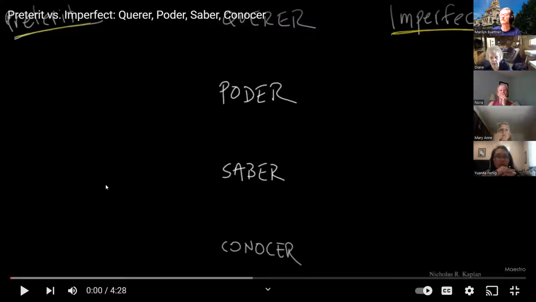There are some verbs where a particular verb may have a different meaning when using it in preterit versus using it in imperfecto. These four are some of the big violators, right? They talked about how they are different.